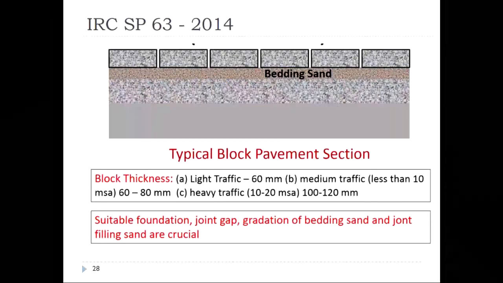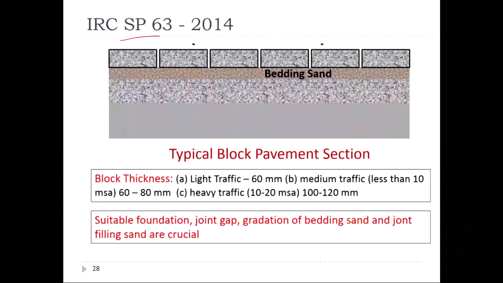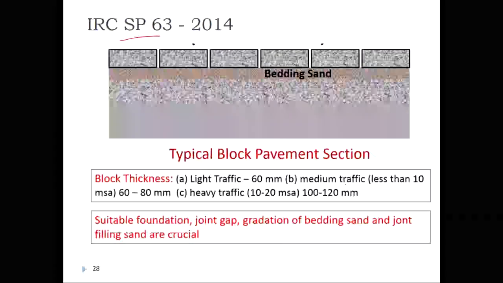Now, as I told you, this has been covered in IRC SP 63. These are the typical block thicknesses that we normally adopt. For light traffic, the thickness of the block can be 60 mm. Now for medium traffic, this guideline has clearly given what should be the thicknesses of the blocks that we should be going for.